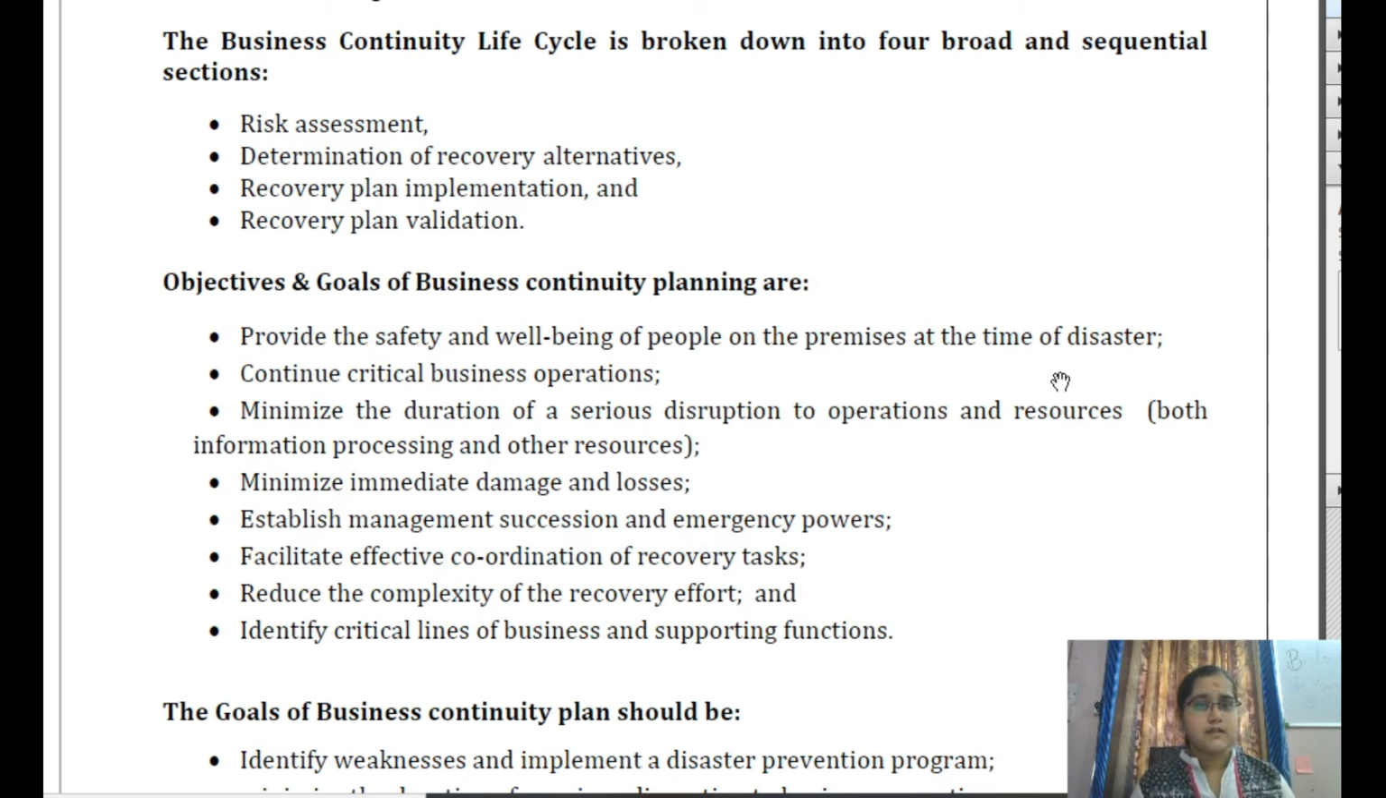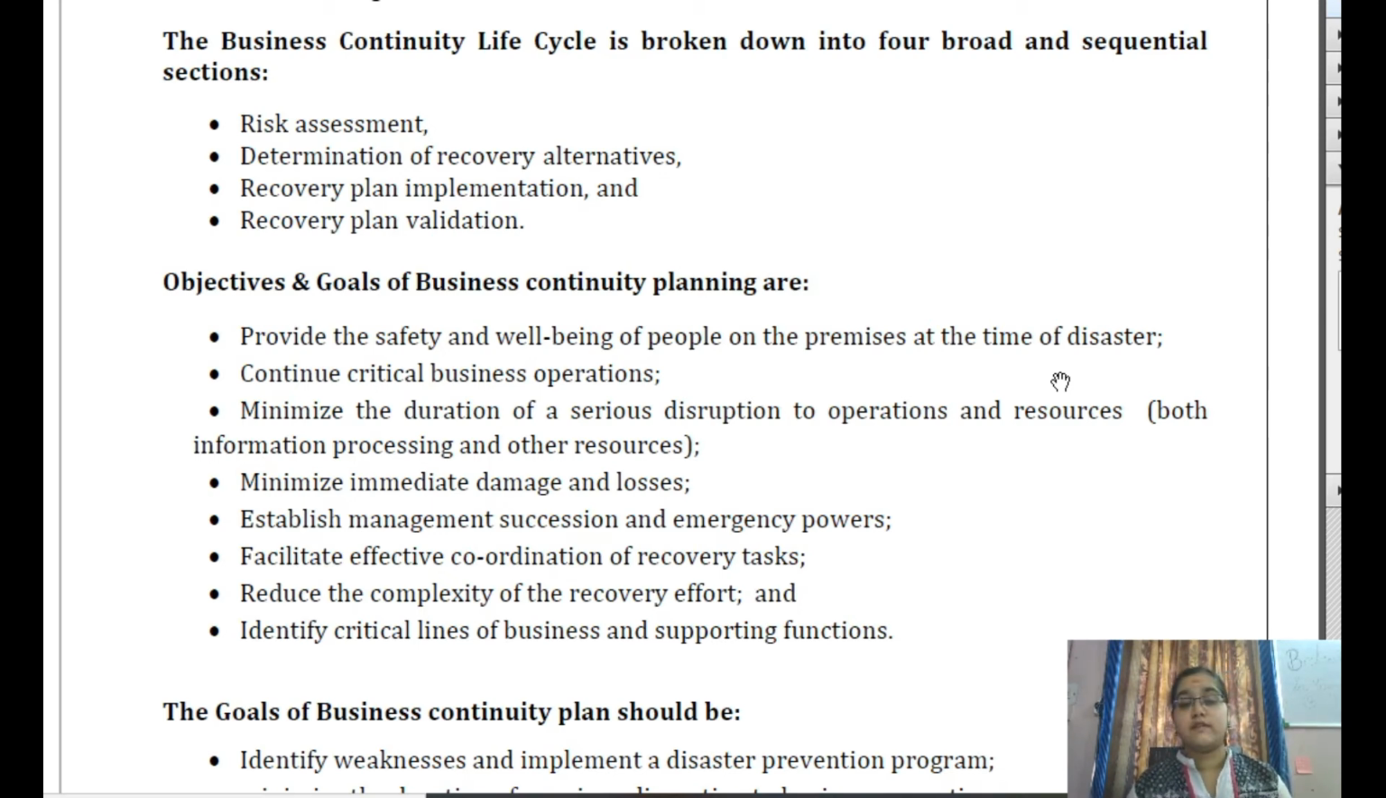Let us take fire damage. Once the fire has broken out, there may be a possibility of short circuit, so you need to take the necessary steps to protect against the immediate damage and losses and minimize them. And then establish management succession and emergency power. When the disaster occurs, it may happen that the management is not available, or that the management itself is affected by the disruption. Then who will be the next person in charge to take care of the management? Therefore, establish management succession and emergency power.